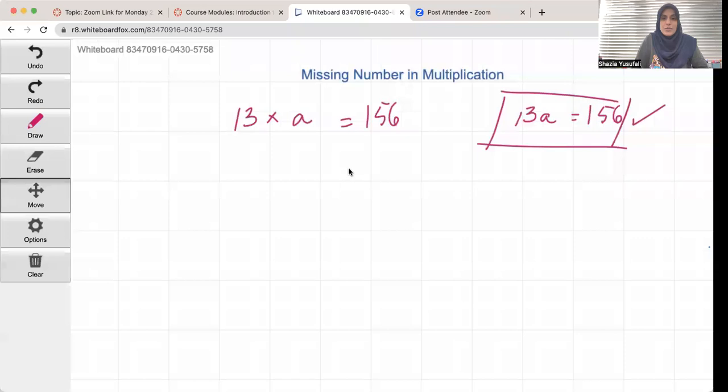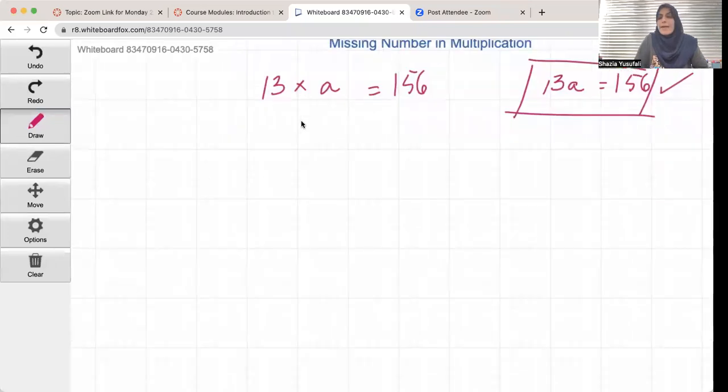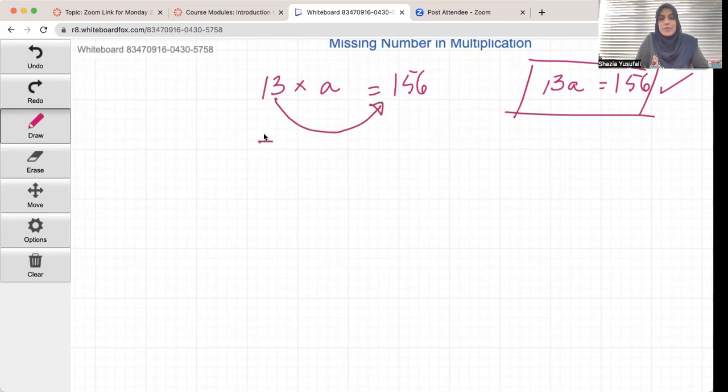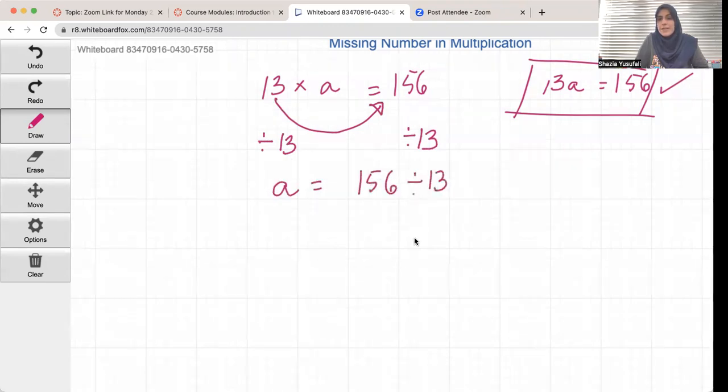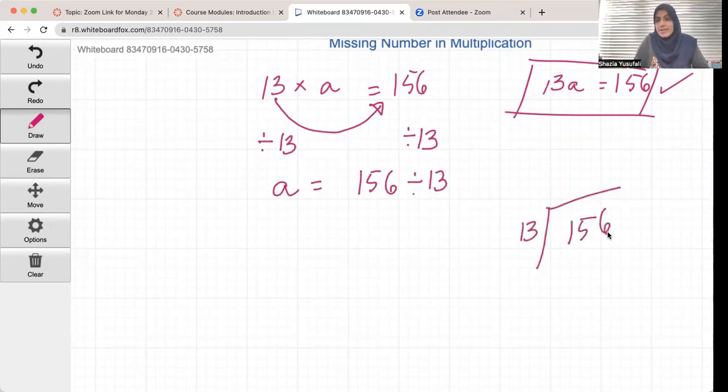So again, what do we do? We do the opposite. If it's a multiplication, it's multiplying with A, you divide it. You take your 13 and you move it across, but you divide by 13 and you divide by 13. Easy peasy. So it's A equals 156 divided by 13. Let's do a bit of calculations on the side and see what we get. We have 13 outside. We have 156 inside. Well, 13 goes into 1. Nope.